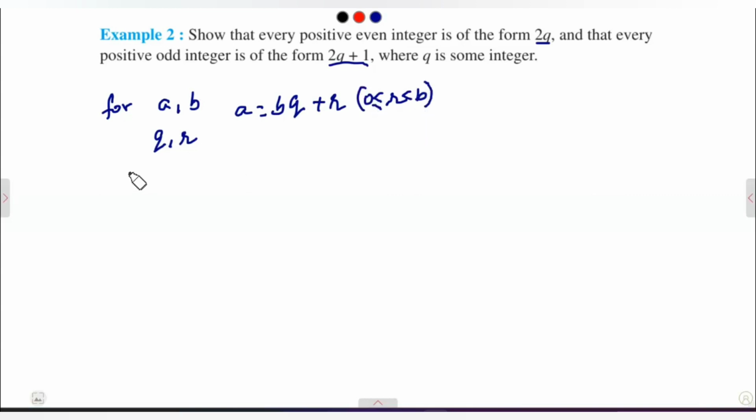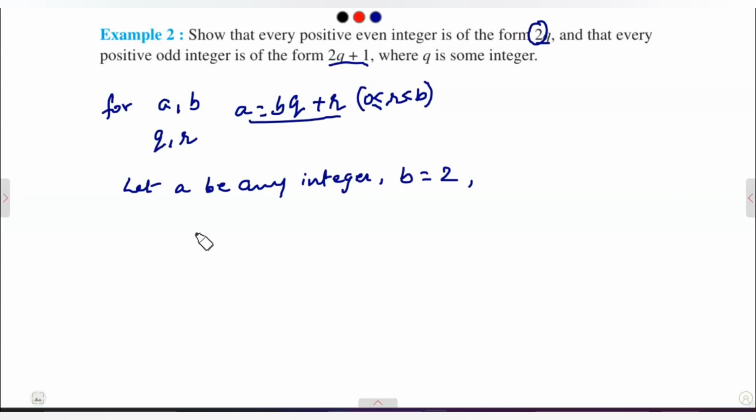Now by applying this division lemma to any two integers, let a be any integer and let b be equal to 2. This 2 we are taking as b. So by applying the division lemma, you can write the relation as a is equal to b times q, some quotient q, plus remainder r. Here b is 2, so I wrote a is equal to 2q plus r.